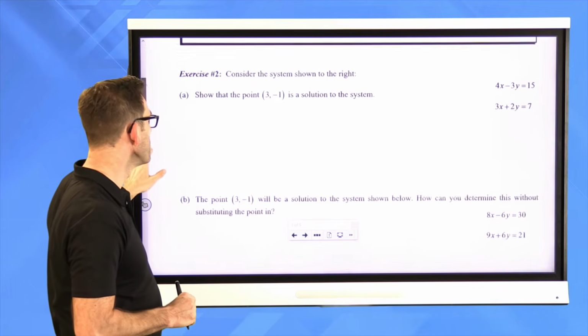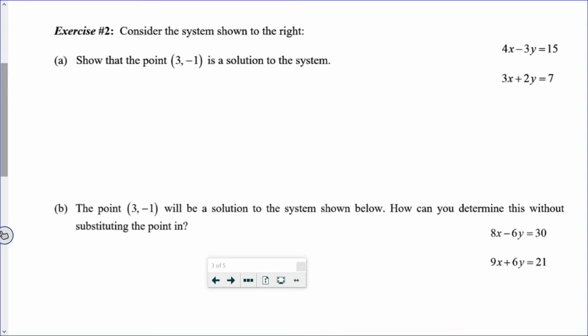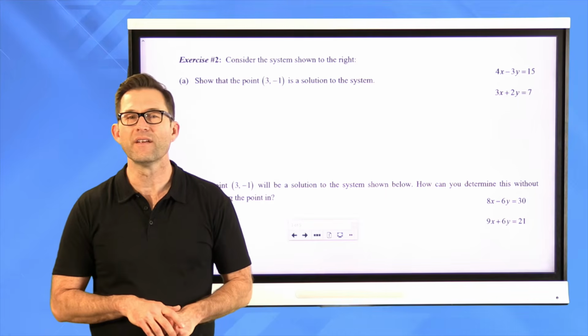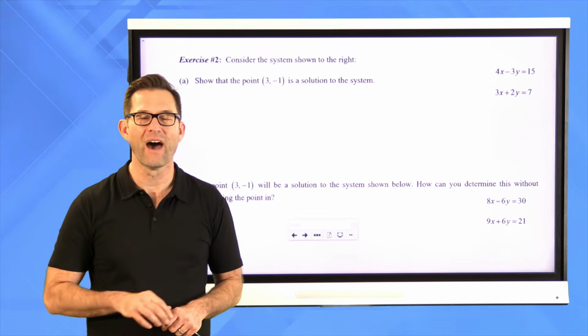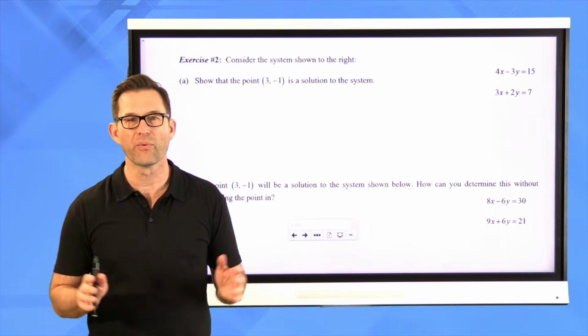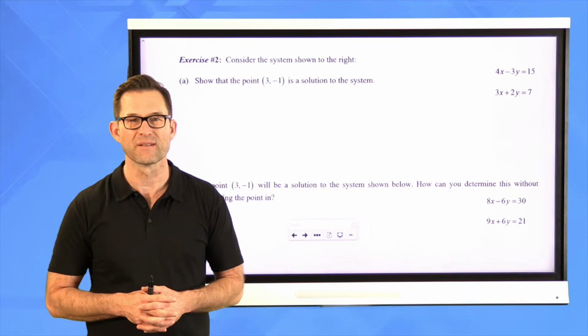Very, very important. Exercise number 2. Consider the system shown to the right. 4x minus 3y equals 15, and 3x plus 2y equals 7. Letter A, show that the point 3 comma negative 1 is a solution to the system. Well, we've certainly done this a bunch, so pause the video now and show me that the point 3 comma negative 1 is a solution to this system.